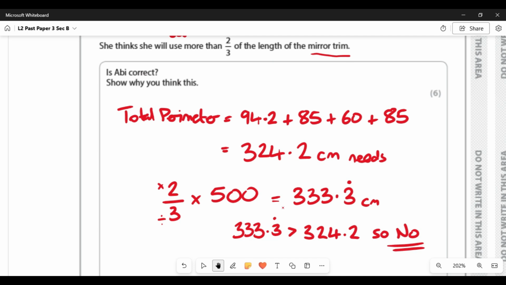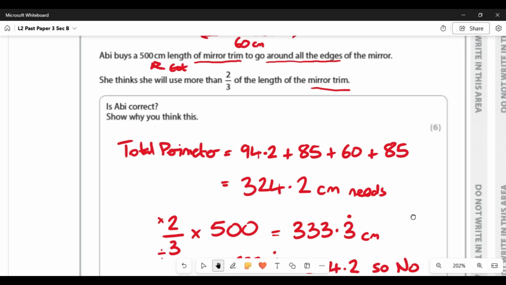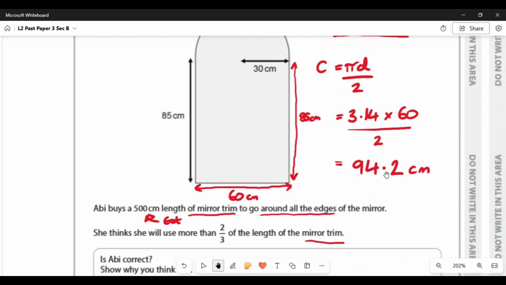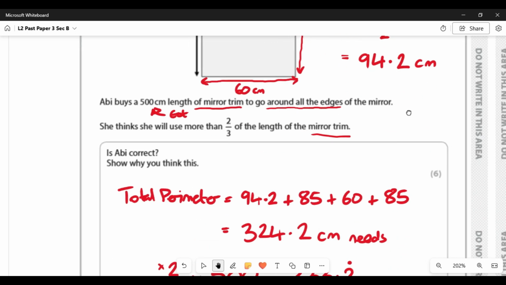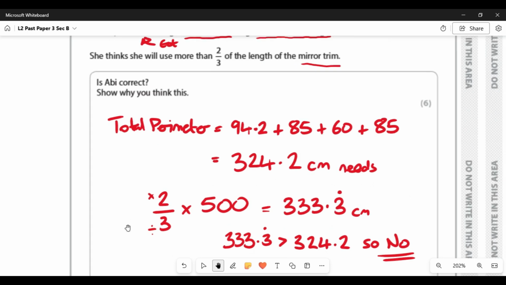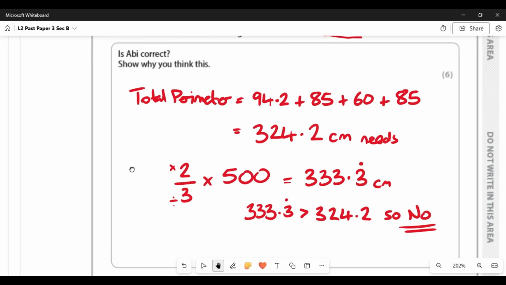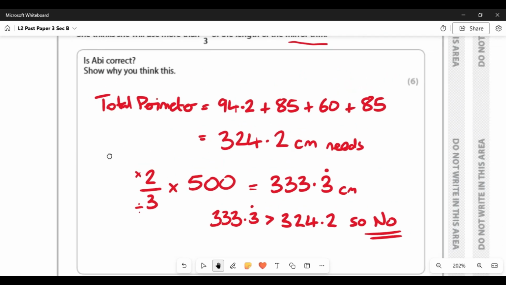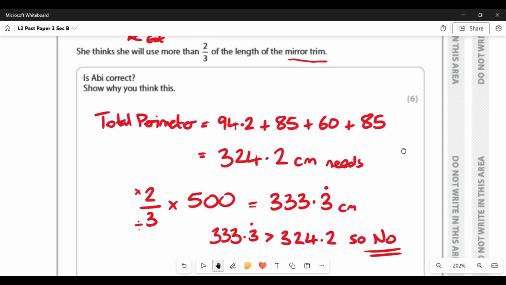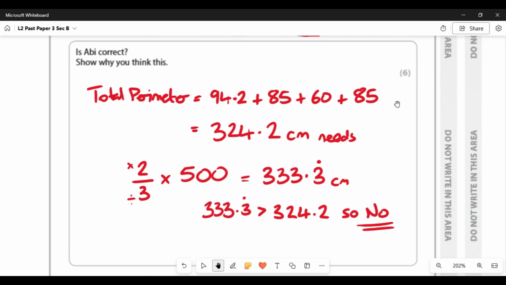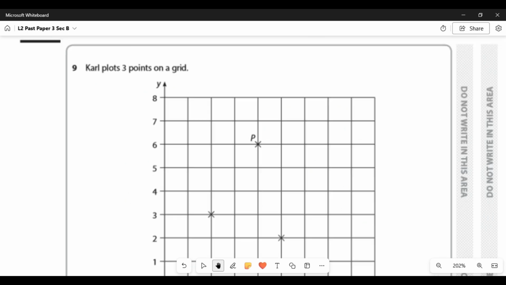Yep, there's your 6 marks. Doing all these little bits of working out. Obviously do show all of these little bits of working out as well. Obviously you need to show where you get your 94.2 centimeters. Work out your total perimeter, work out 2/3 of 500 and compare. And obviously we have to say no as well. Yep, that'll get you 6 marks. Hopefully you guys got the same as well. Let's move on to the next question.